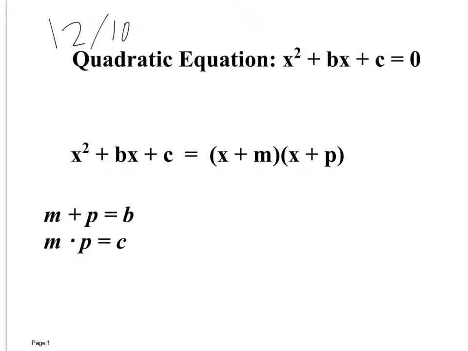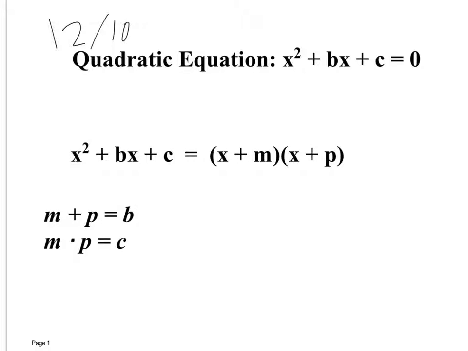All right, today we're doing quadratic equations. What you need to know about quadratic equations is that this is the parent function right here, x squared plus bx plus c. There's an easy way of factoring quadratic equations. When you factor x squared plus bx plus c, you get this: x plus m and then x plus p.